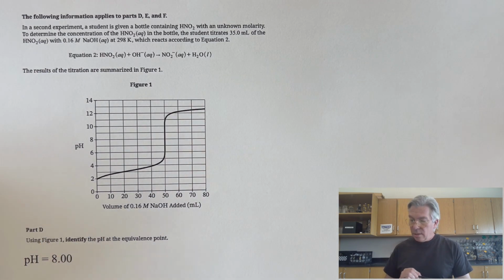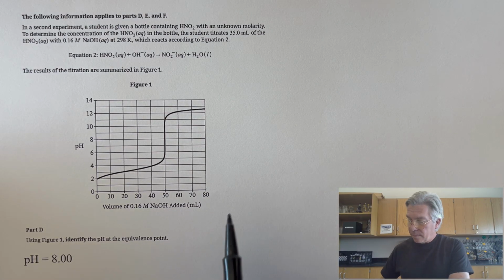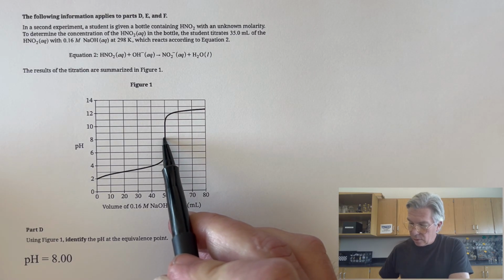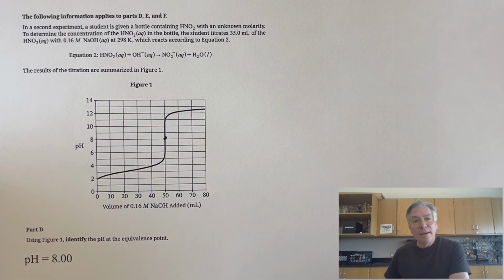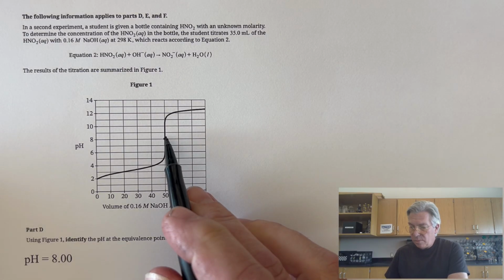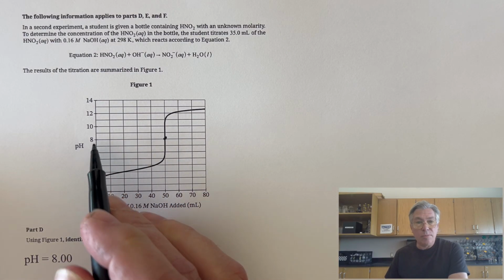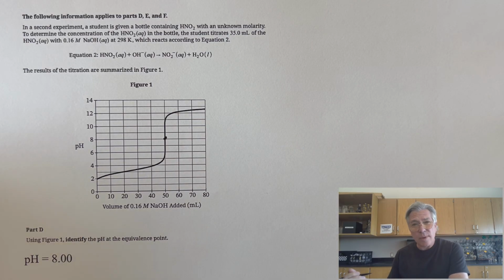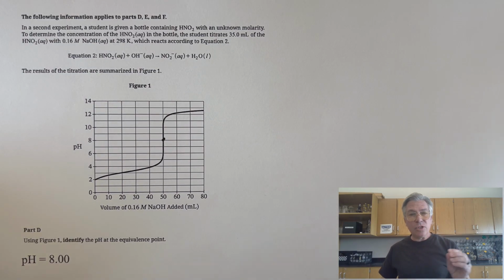Here's our titration results, and then it says, using figure 1, identify the pH at the equivalence point. So the equivalence point, we've learned in this course, is halfway up the steepest part of that titration curve. So that's our equivalence point, and that happens to be very close to a pH of 8. I'm sure there's a small range that you would find and get the point for, because we're just estimating off a graph, but it should be close to 8. That would be your guess.